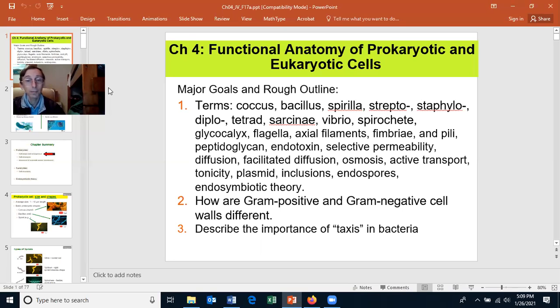You should also be able to discuss how gram-positive and gram-negative cell walls differ and how that gives rise to the gram stain. We've already talked about that last part, but we'll hit it again and go into greater detail on how the cell walls differ. And then lastly, describe the importance of taxis in bacteria. Any questions about what we're covering?